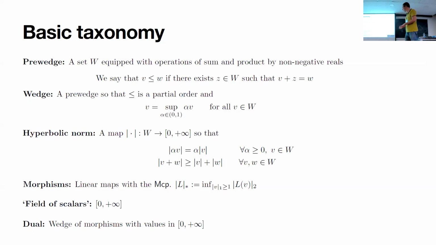Okay. Now, in this business, the field of scalars, or if you want, the simplest non-zero wedge, would be 0 to plus infinity included, and the dual of a wedge would be the space of morphisms with values in this guy. Much like the dual of a Banach space is the space of morphisms into R. The dual of a module is the space of module morphisms into the basic ring, etc. So this is very much the same. Of course, this is not a field in any usual sense, but let me pretend that.